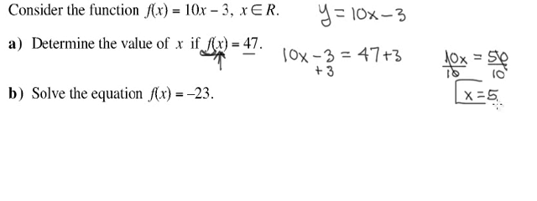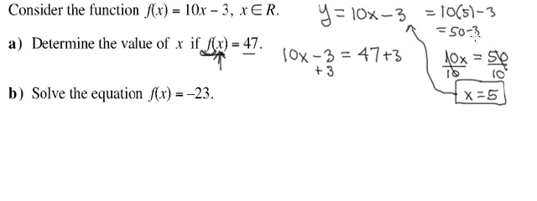If you want to check this, you can take it back to the original function and try it out. If x is 5, then they would have done 10 times 5 minus 3, which would be 50 minus 3, which would be, yep, 47. So it worked. This must have been the x they started with.